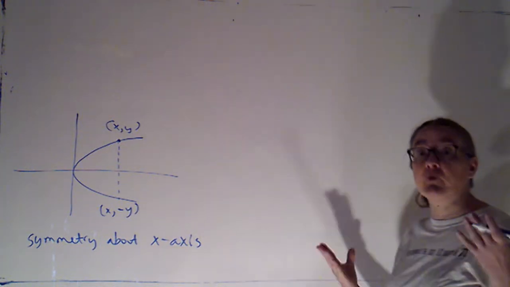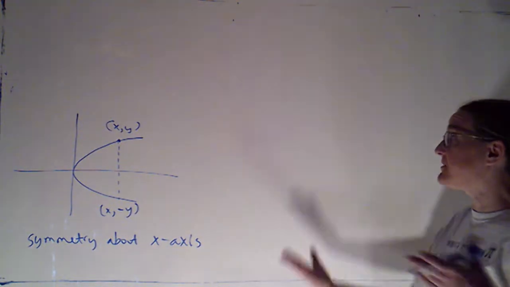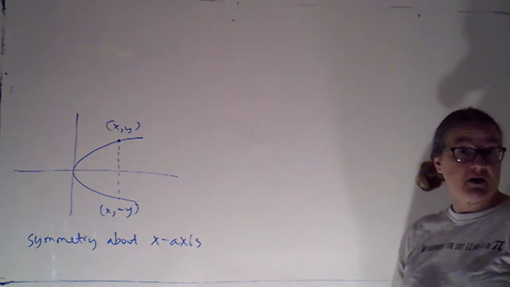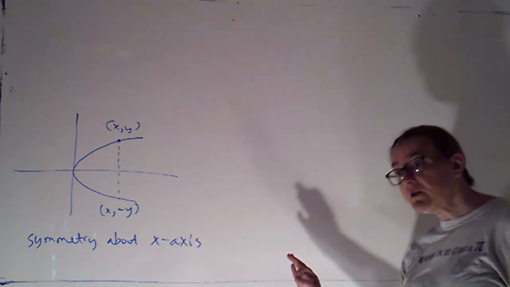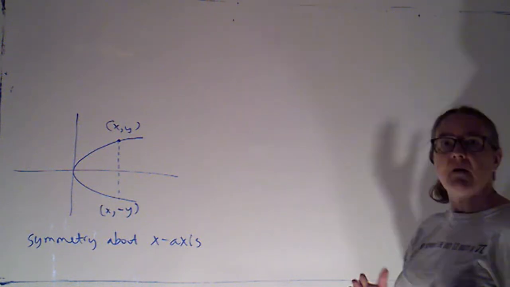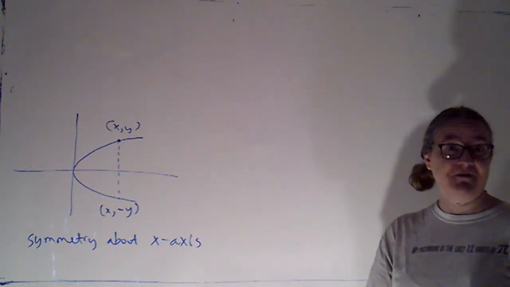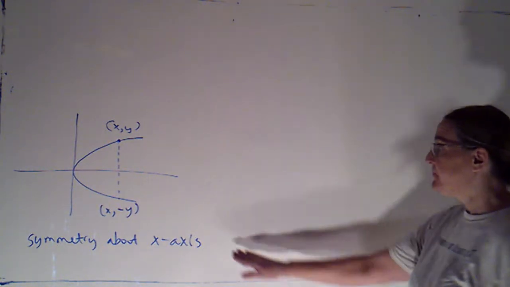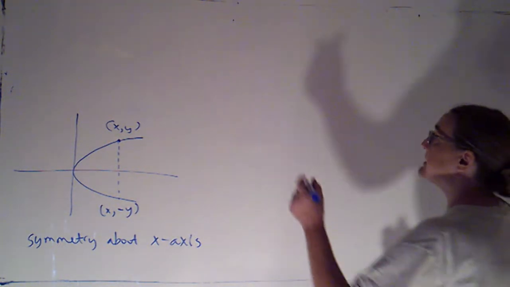Now, there are plenty of graphs and the equations that give us those graphs that do have this type of symmetry. They're just not graphs of functions. Most of our work is going to be with functions, but occasionally we're going to study things that aren't functions. So this is still an important type of symmetry. And so let's just take a look at an example.